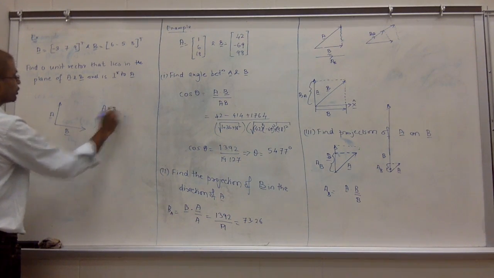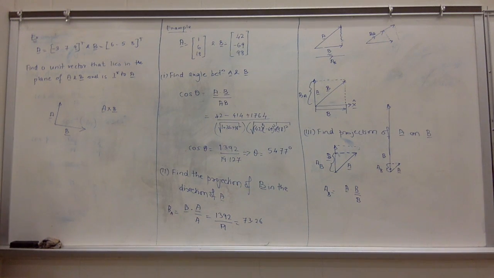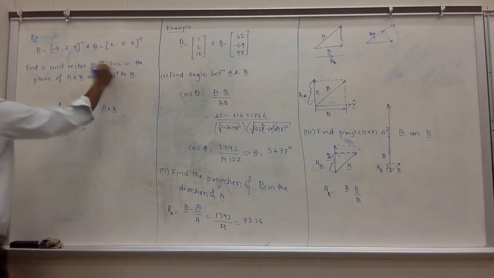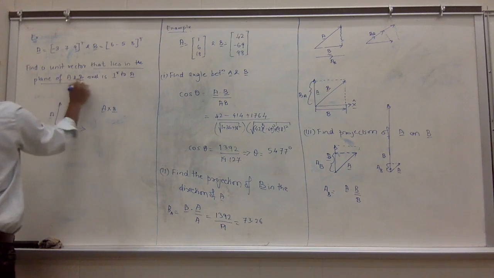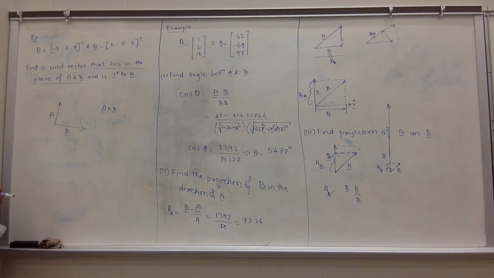What is the direction of A cross B? Use the right-handed system I told you. Inside the board. It's going inside the board, right? Because it will be A cross B. It's going inside, right? But that will not satisfy this condition. Will that satisfy this condition? It will not lie in the plane of AB. So what do you do?